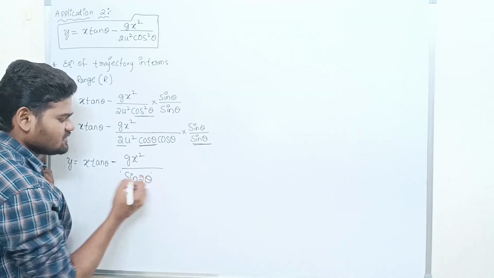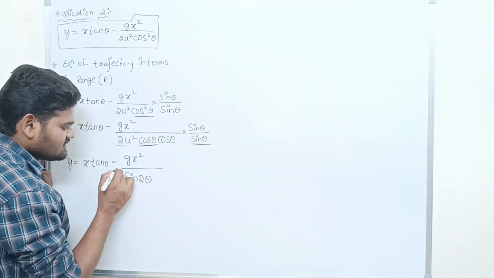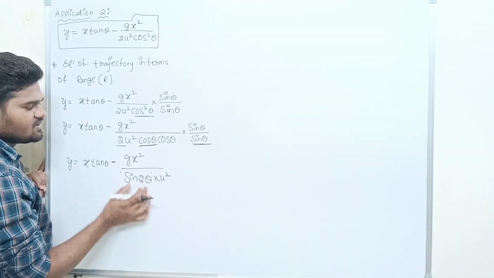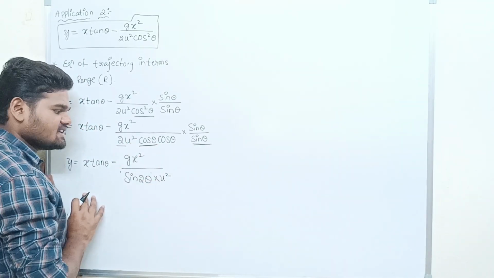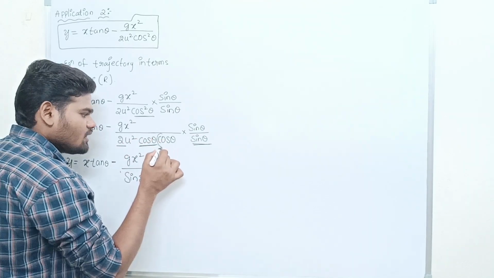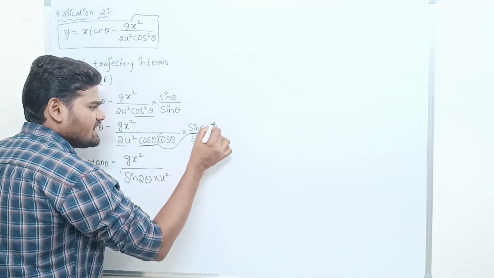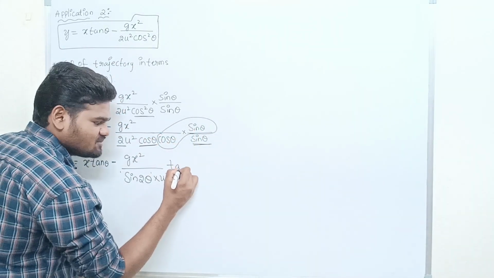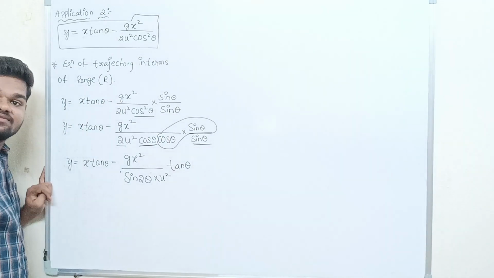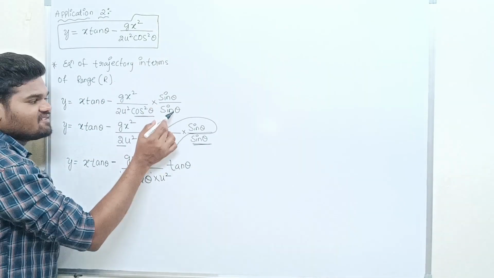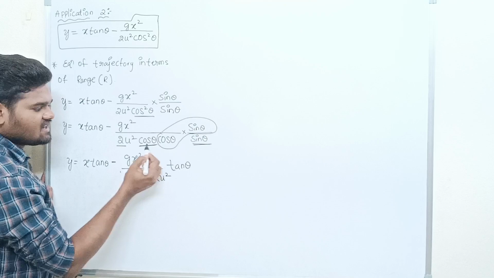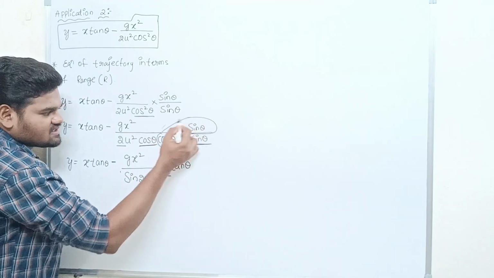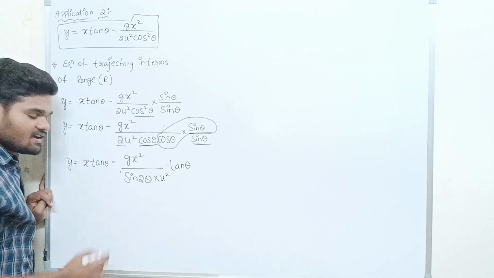We got sin 2 theta, and here u square is there, so I am writing it into u square. Now one more cos theta term is there, and in the numerator we have sin theta. So sin theta divided by cos theta becomes tan theta. I'm just multiplying and dividing with sin theta. So here we have 2 sin theta cos theta, sin 2 theta, here u square, and sin theta divided by cos theta, tan theta. That's it.